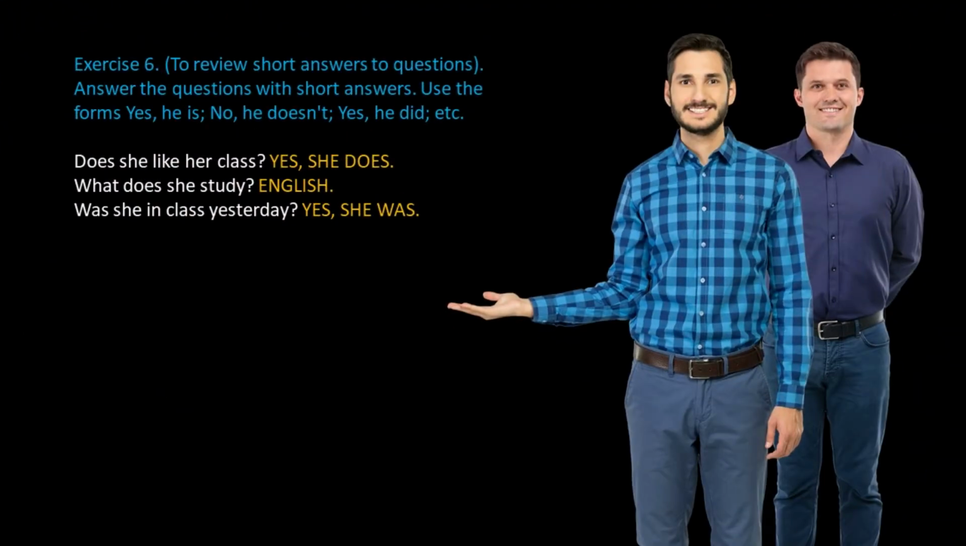Exercise 6. To review short answers to questions. Answer the questions with short answers. Use the forms: yes, he is; no, he doesn't; yes, he did, etc. For example, Does she like her class? Yes, she does. What does she study? English. Was she in class yesterday? Yes, she was. Now, please do the following exercise. You can pause your video until you finish the exercise.